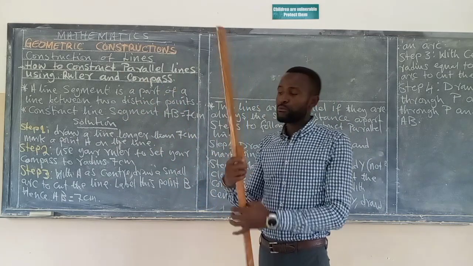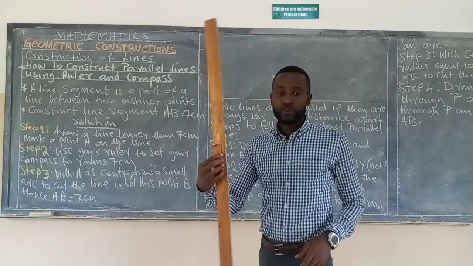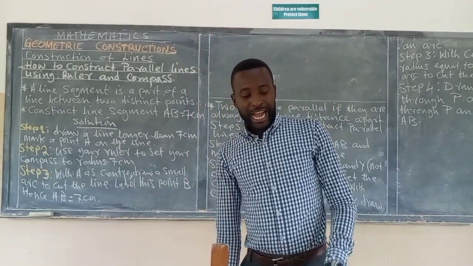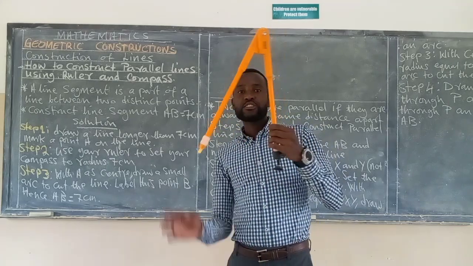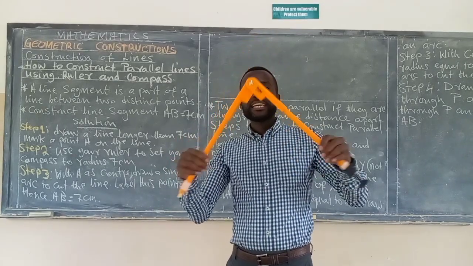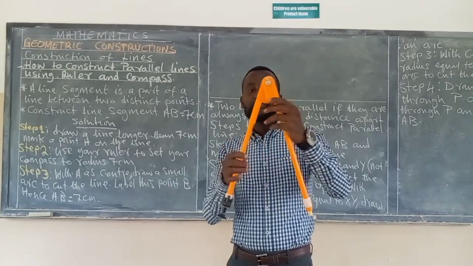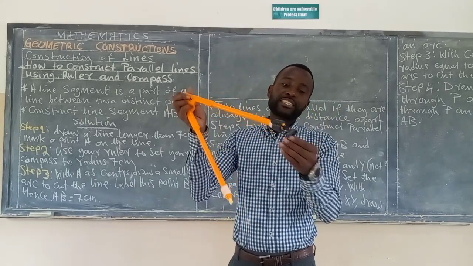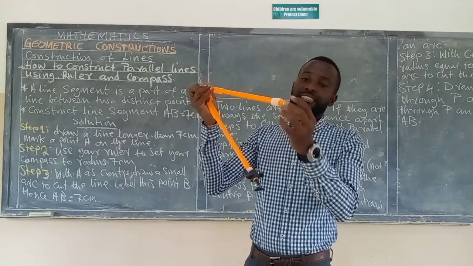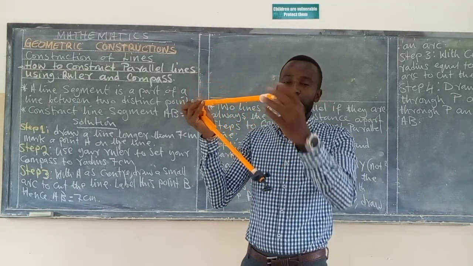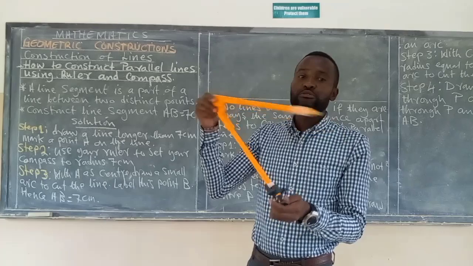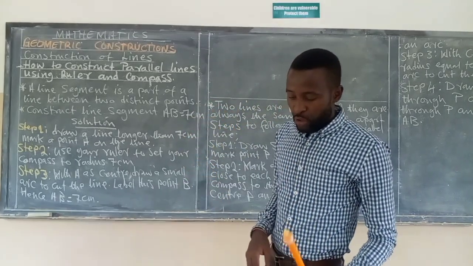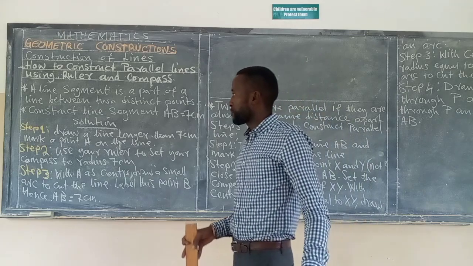What is the ruler? This is the ruler. In your case you have a 30 centimeter ruler. And which one is the compass? This one is the compass. In your mathematical set, you are going to have a smaller compass than this one, with a sharp pin on this side and a provision where you put a pencil, which you can use to bisect any angle of your choice. So let us begin with this lesson.